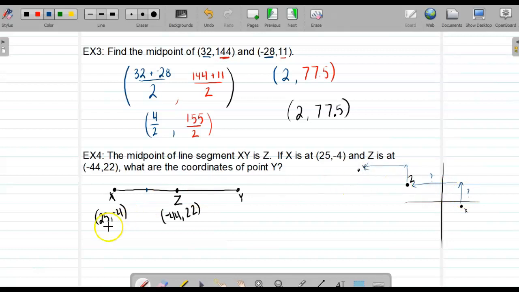To see how far you've got to go over, if I go from 25 to -44, I had to subtract something there, right? To go from 25 to -44, what number do I have to subtract? It's going to be a lot. So 25 minus what would you get -44? 69. So subtract 69. So if I want to get to the x over here, I've got to subtract 69 again. So I would do -44 minus 69, and that would give me -113.